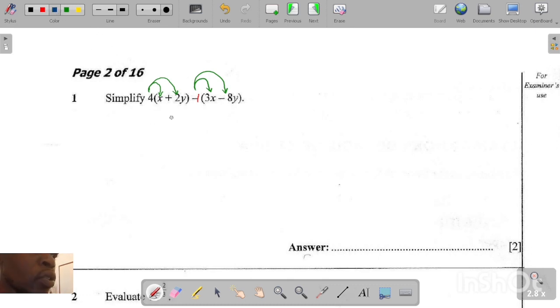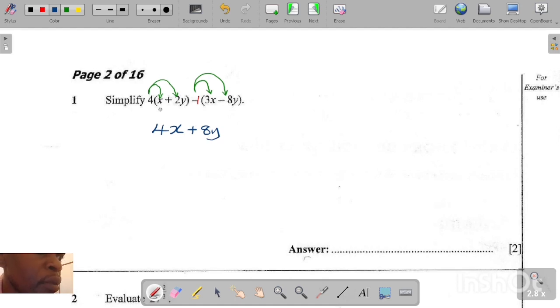Okay? So you need to be careful with the signs. Positive 4 times x is positive 4x. Then positive 4 times positive 2y is positive 8y. Then we're done with that. Then here you need to be careful with this sign. This is negative 1 times 3x, which will be negative 3x. Then negative 1 times negative 8y is positive 8y.